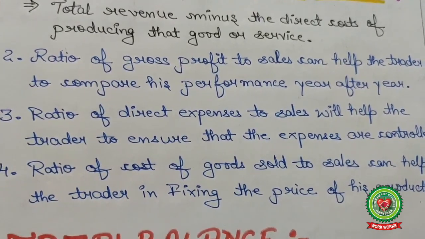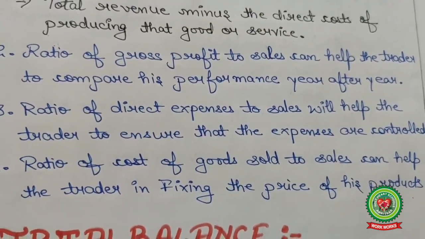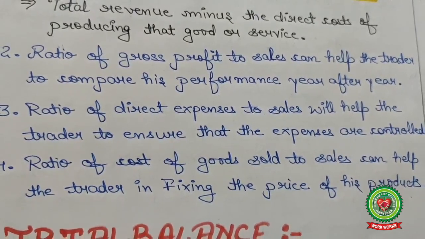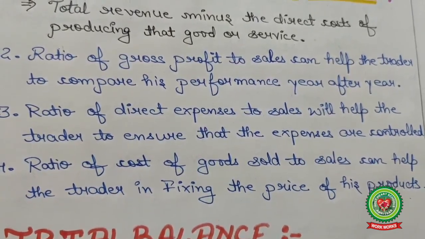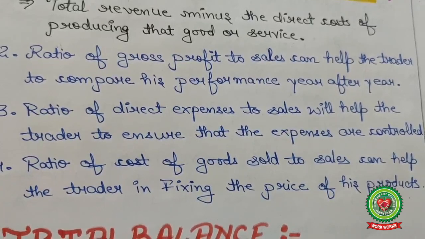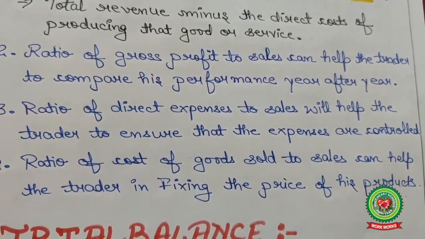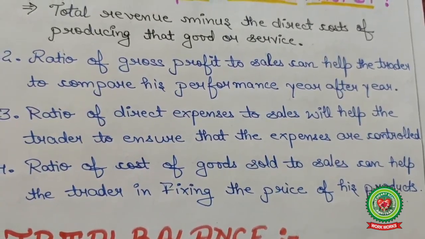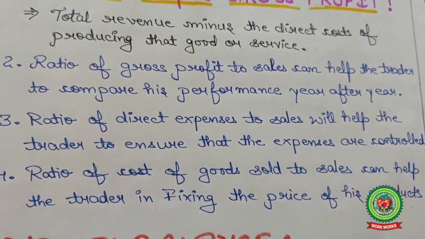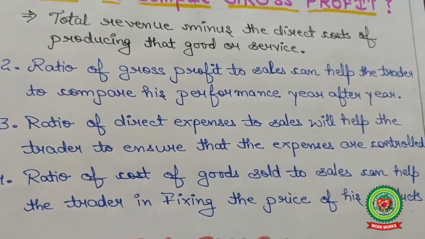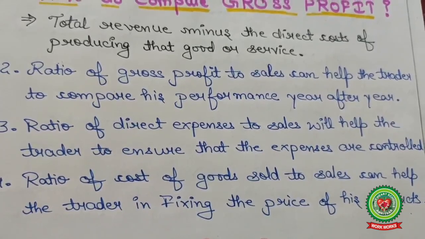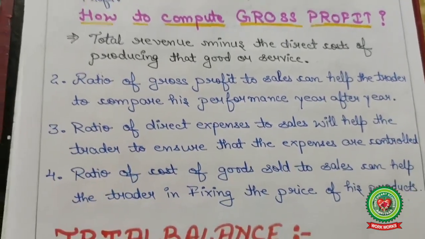Fourth point, the ratio of cost of goods sold to sales can help the trader in fixing the price of his goods. So with the help of cost of goods sold you can also fix the price of the product. First of all, know the total cost, then add the margin, then you can fix the price very easily.